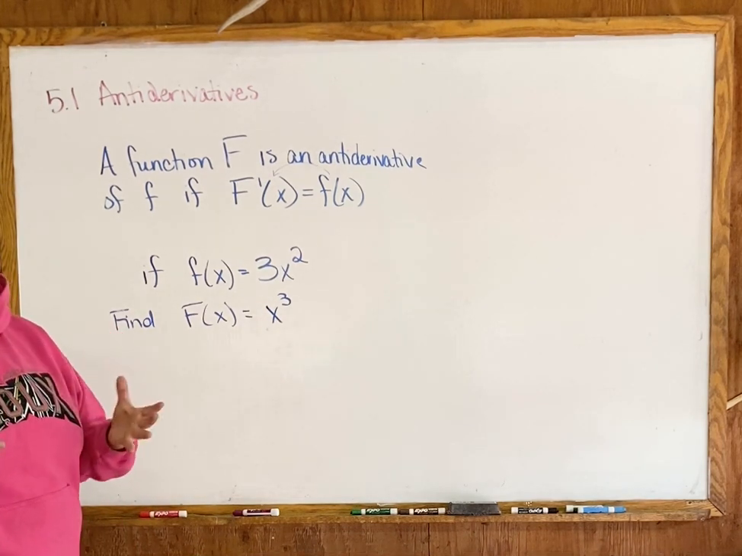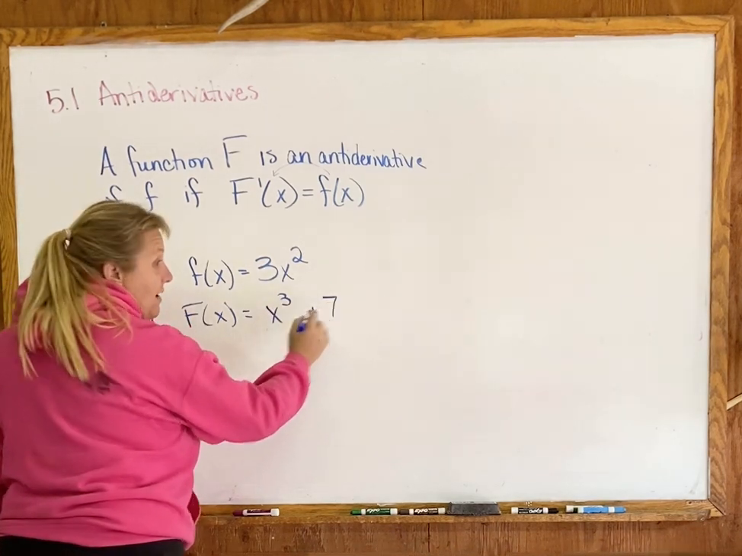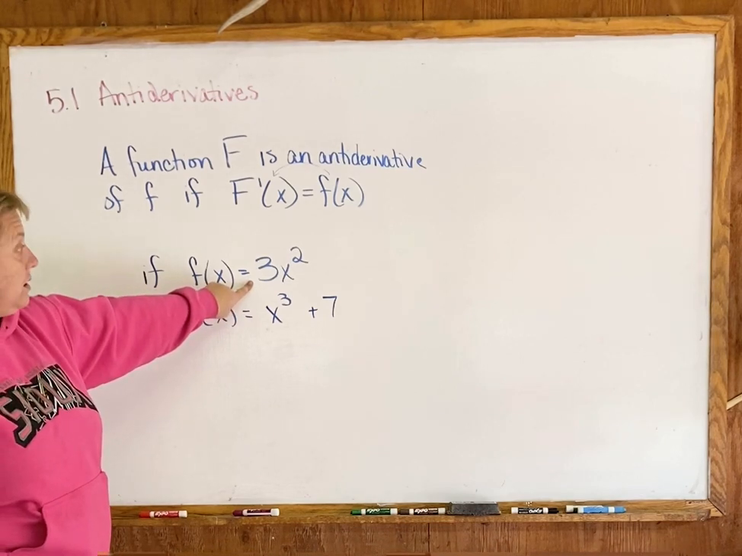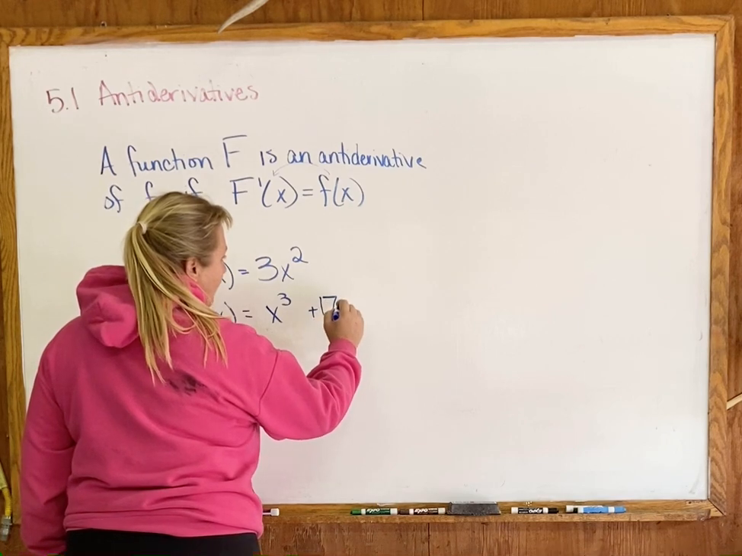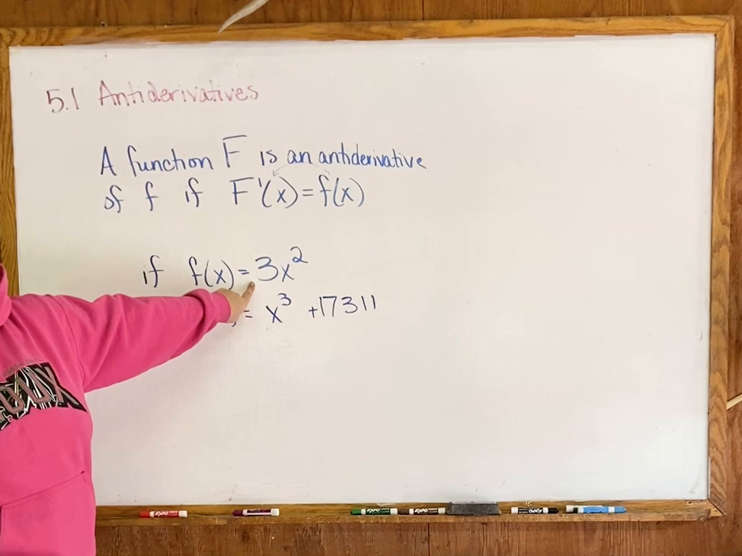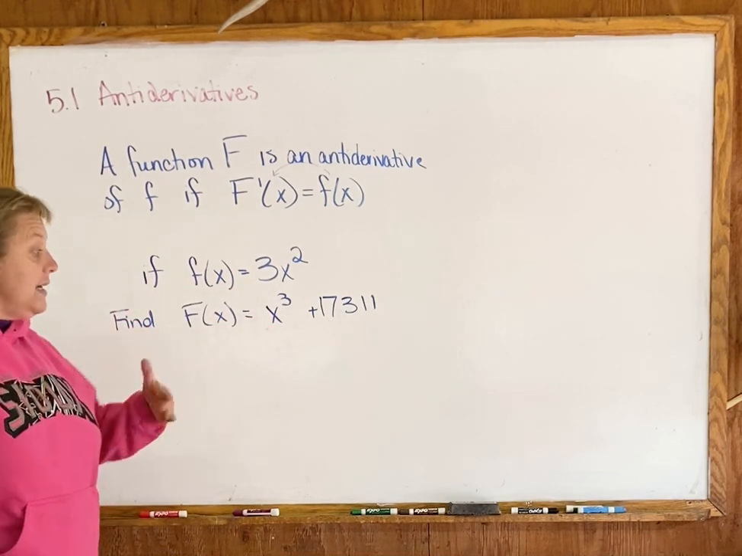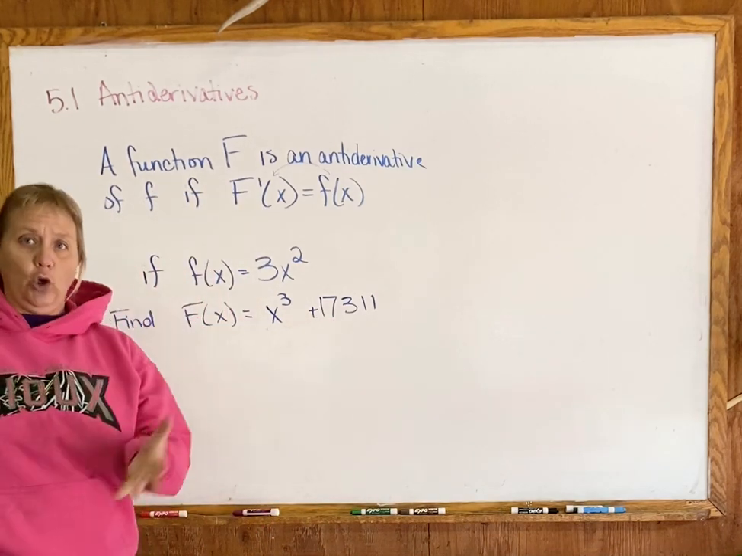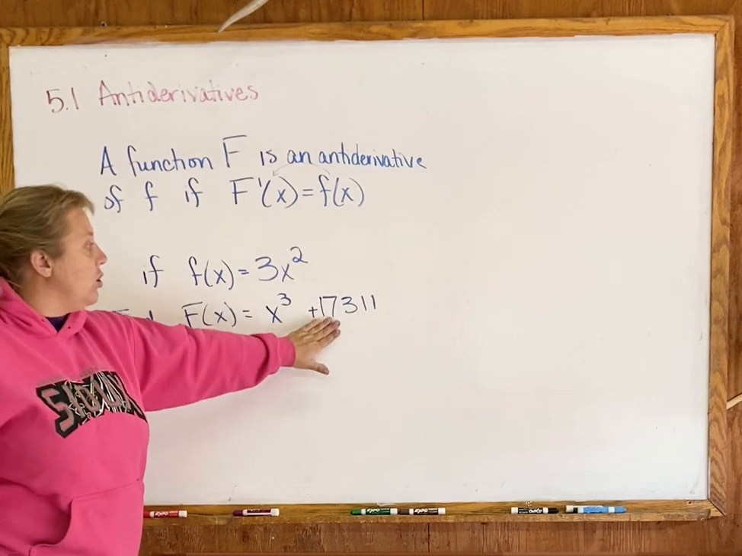And as an example here, I'm gonna say, if this looked like x cubed plus 7, would this still be the derivative? If this was x cubed plus 17,311, is this still the derivative? Because the derivative of that guy is just zero. So the idea is when we find an antiderivative, we always have to make the assumption that there could have been a constant because its derivative is zero. So there could be a constant.